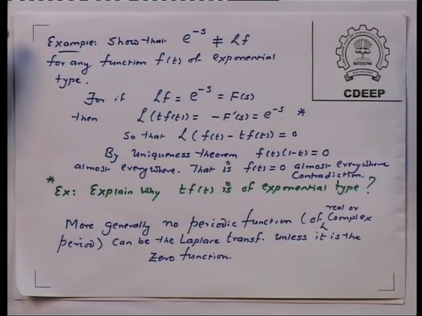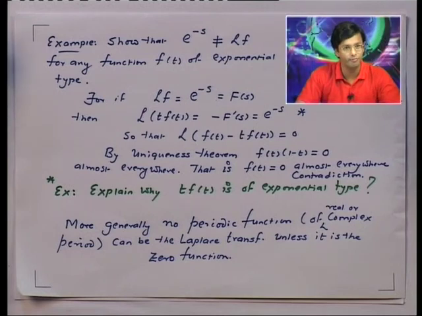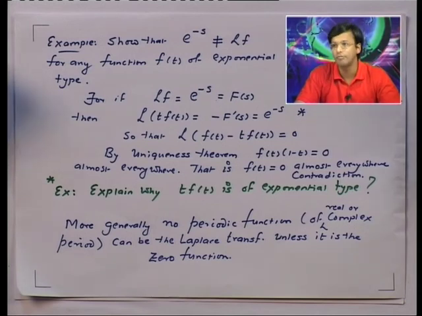Let us now start with an example. e to the power minus s is not the Laplace transform of any function f(t) of exponential type. Why is this? Suppose e to the power minus s is the Laplace transform of little f. Then what is the Laplace transform of t f(t)? It is minus F prime of s, which is e to the power minus s again. So take the difference, what do you get? The Laplace transform of f minus t f is 0. Am I correct?